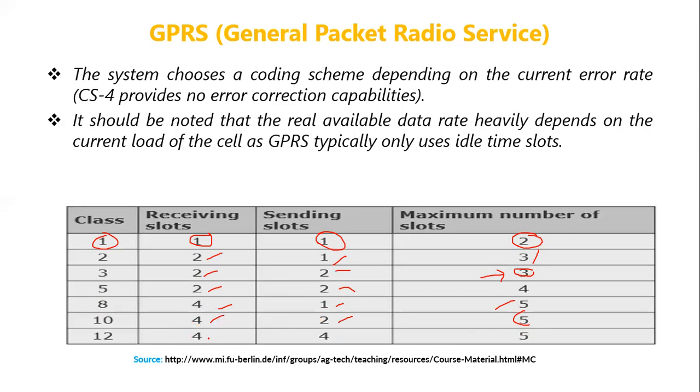Similarly, the device in class 12 can receive in 4 slots and can send in 4 slots. But the maximum number of slots that it can use is 5 slots only. So if it is receiving in 4 slots, then it can send only in one slot. Or if it is sending in four slots, then it can receive in only one slot. Or it can receive in 3 slots and send in 2 slots. Some combination of slots, but it should not exceed 5.